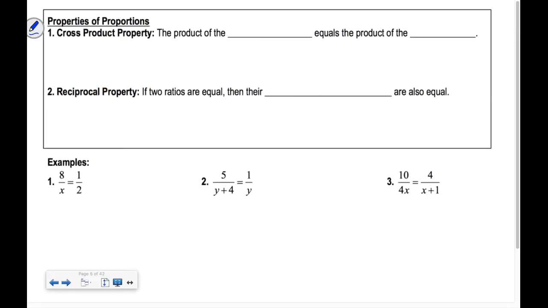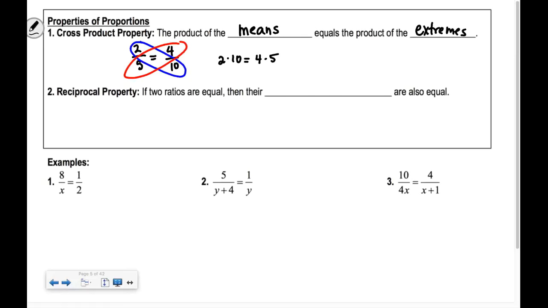All right. So the cross product property. It says the product of the means equals the product of the extremes. I'm pretty sure you guys have seen this, but if you have something like 2 over 5 equals 4 over 10, if I take these two numbers and multiply them, what do I get? 2 and 10, 20. What about if I take these two numbers and multiply them? 20. So 20 is equal to 20. So 2 times 10 is equal to 4 times 5. That's called cross multiplication, right?